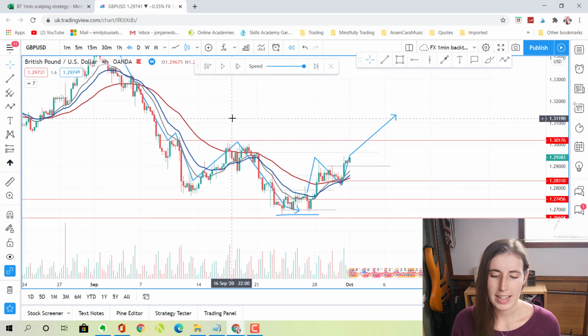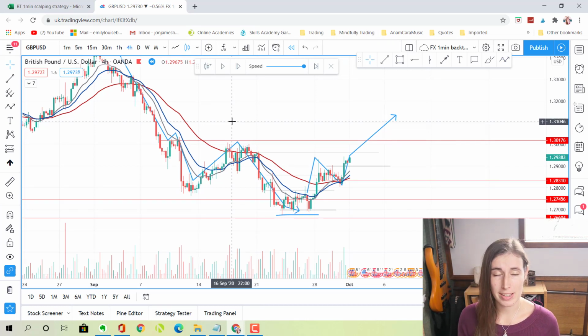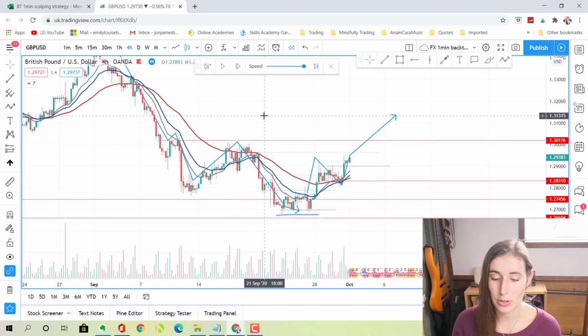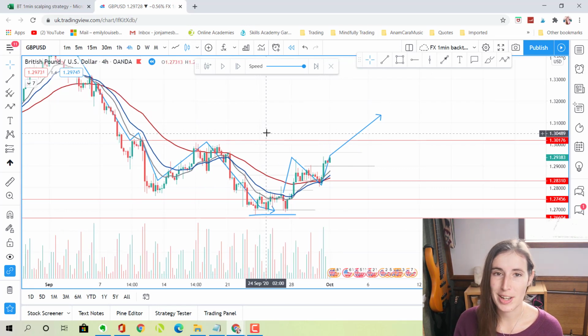So at the moment, I feel like scalping this will be quite tricky because there is no set overall trend. My strategy seems to work a lot better when there is a really strong trend either to the upside or the downside. But still, let's just see what happens.